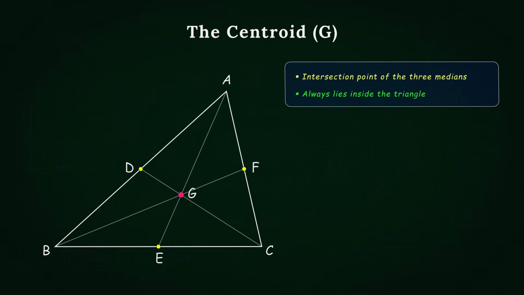Now let's look at another important property of the centroid. The centroid divides each median in a 1:2 ratio. This property helps us locate the centroid precisely on each median. Let's see why this is true.